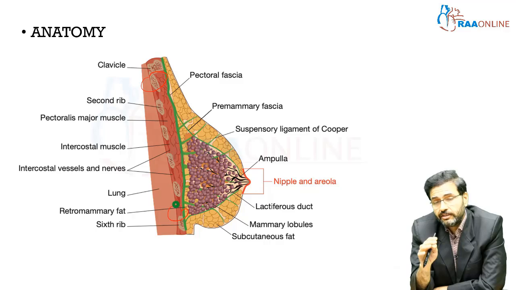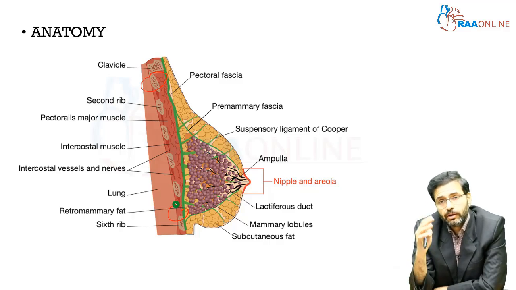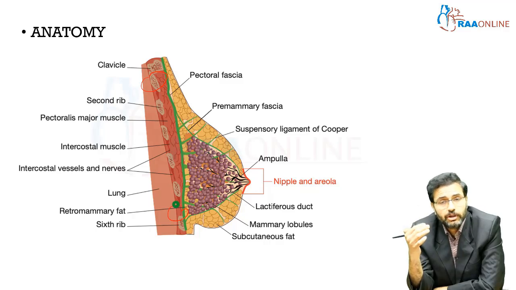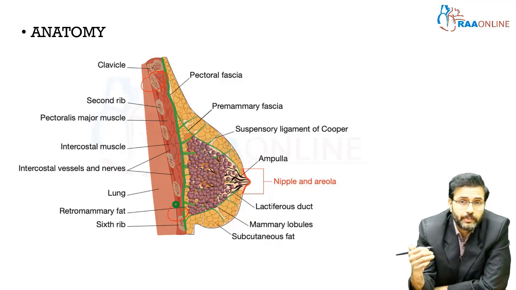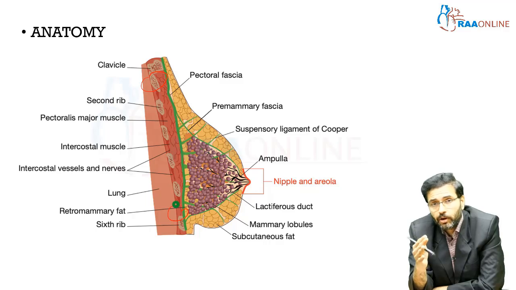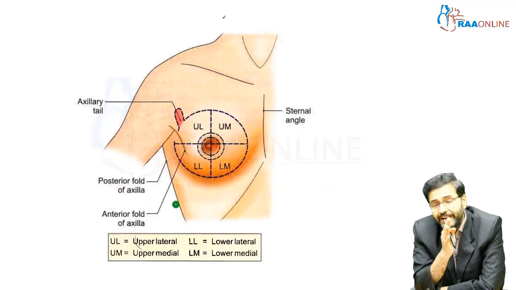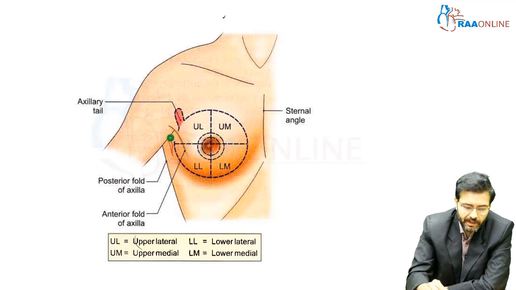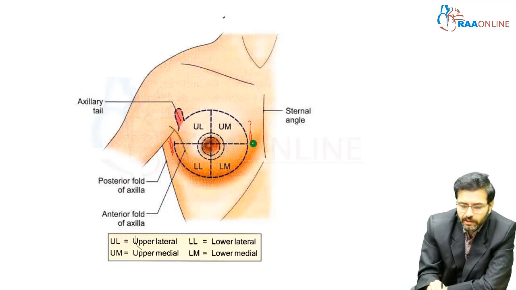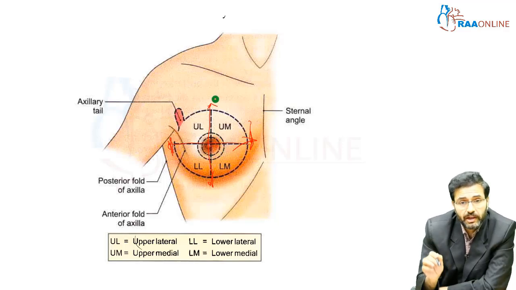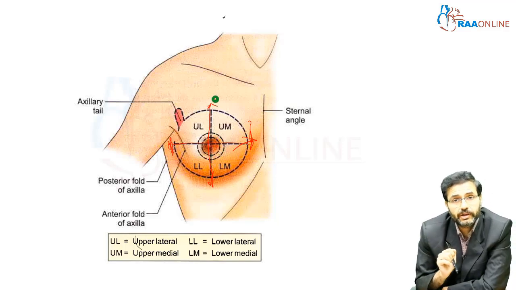The breast extends superior-inferiorly from the second intercostal space to the sixth intercostal space. Medially, it extends from the lateral border of the sternum, and laterally it goes until the mid-axillary line. So this will be the mid-axillary line, and this will be the lateral border of the sternum. This will be the mediolateral extent of it. The superior-inferior extent will be from the second intercostal space right down to the sixth intercostal space.